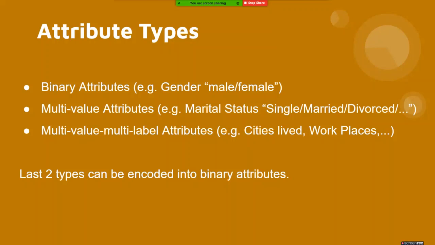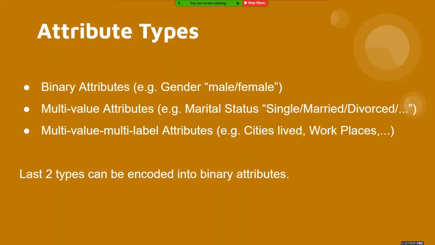So the author of this paper classifies attributes into three categories. First, binary attributes that can have only two values, like gender, male or female. Multi-value attributes are attributes that can have more than two values, like marital status, which can be single, married, or divorced, but a user can only have one value out of these. So a user can either be single or married or divorced, but not single and married at the same time.